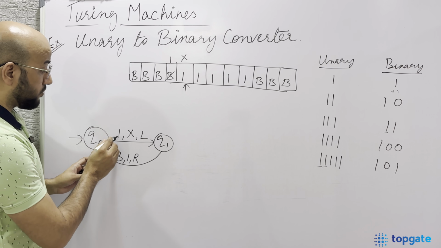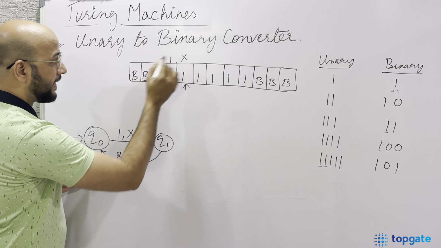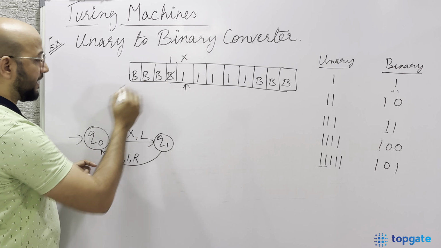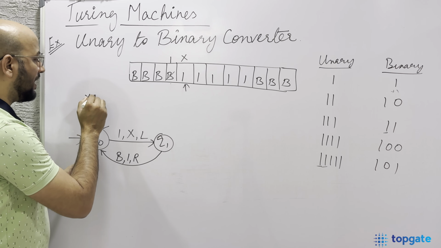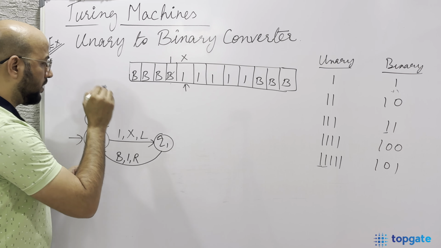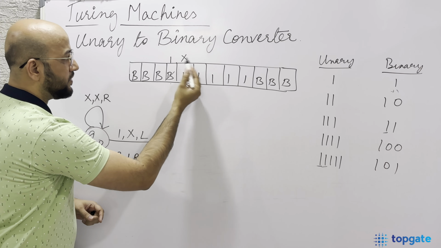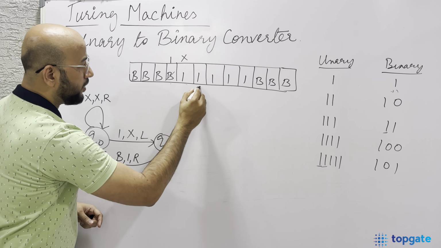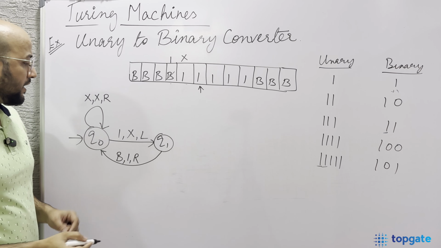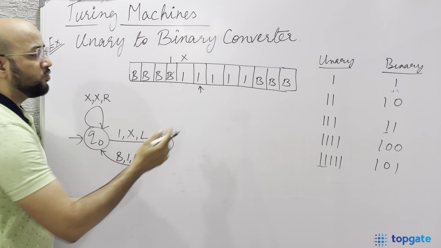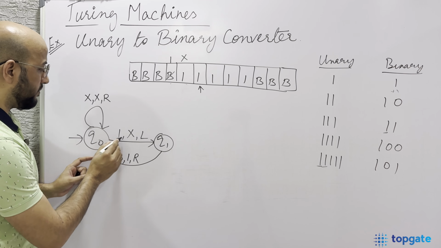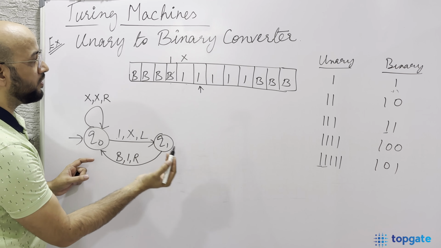Okay, now I'm finding an X. Here I have taken a move for 1. I'm not finding a 1 right now, I'm finding an X. So I have to skip this X. So I'll take a self loop here. That means if you find an X, you leave it as X and go on to the right hand side. So this X will be skipped and the pointer will now point on this 1. Okay, and I'm at state Q0, and the machine knows that whenever you see 1, you change it to X. So 1 will be changed to X and the pointer will move to the left hand side.